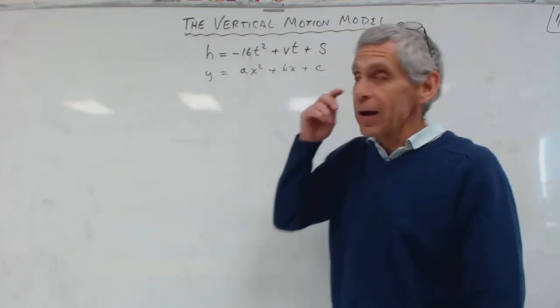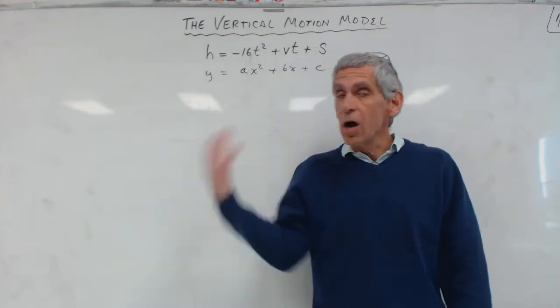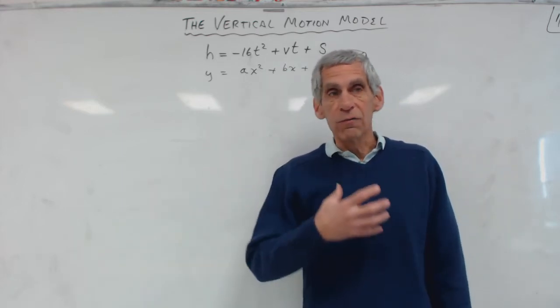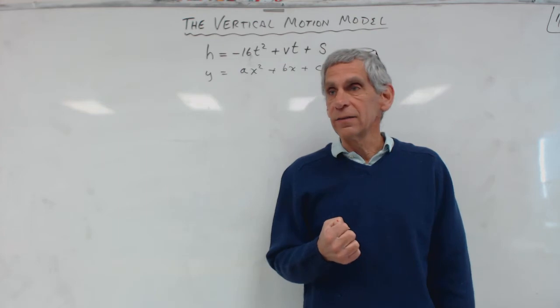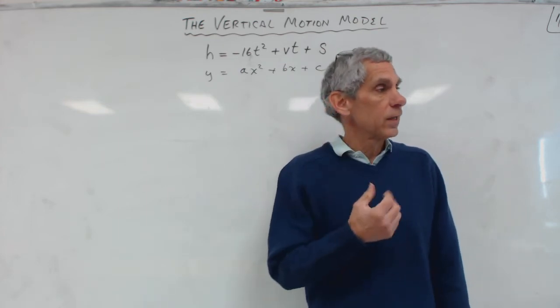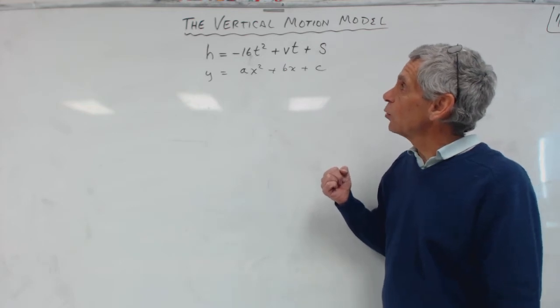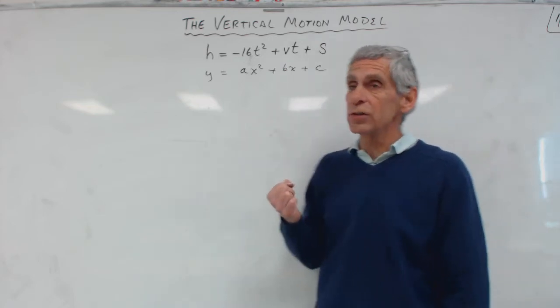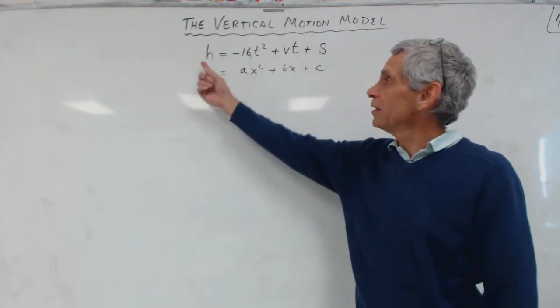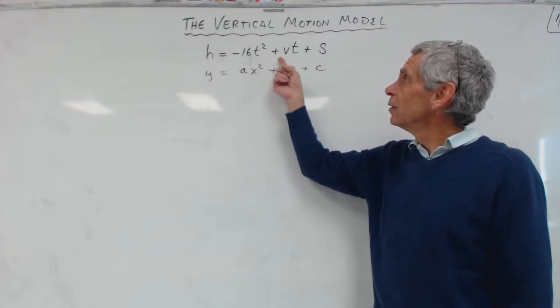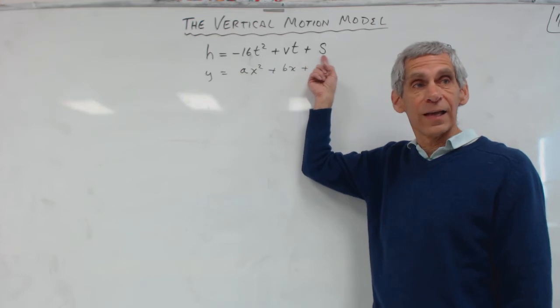Okay, so we're going to take all these skills that we've been learning about, finding the zeros and factoring quadratics and all that stuff, and actually turn it into something useful in real life. And we're going to use an equation that is called the vertical motion model. And that equation is h equals negative 16t squared plus vt plus s.